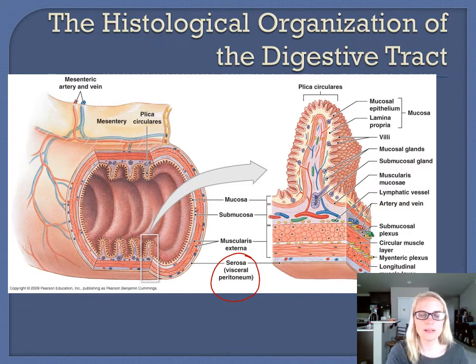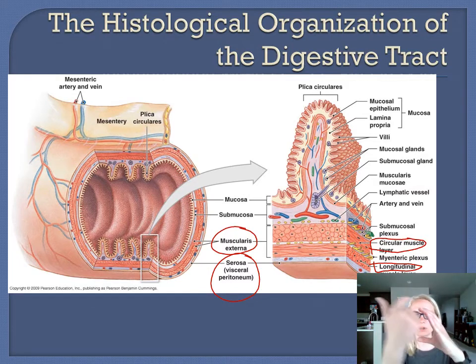All right, the next layer is called the muscularis externa. So muscularis externa, the new edition might have a different name for it. It's just the outer layer of muscles. And there's typically 2 layers within this muscularis externa. You're going to have the circular layer and the longitudinal layer.